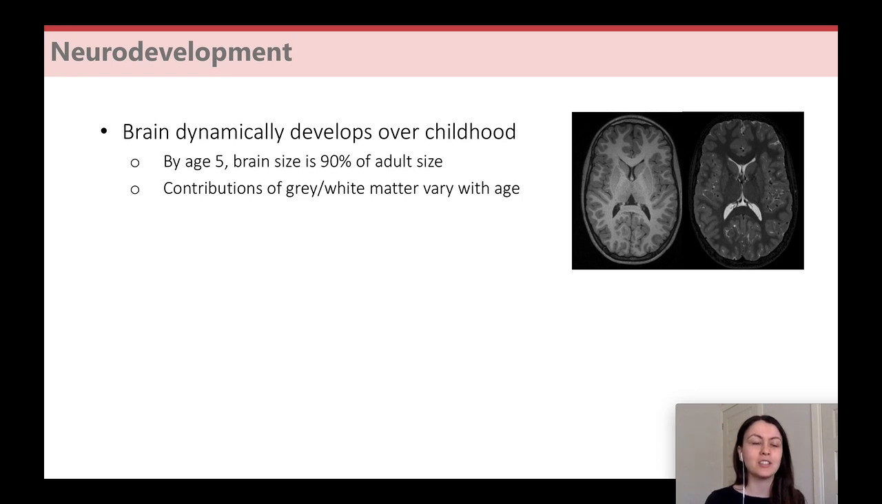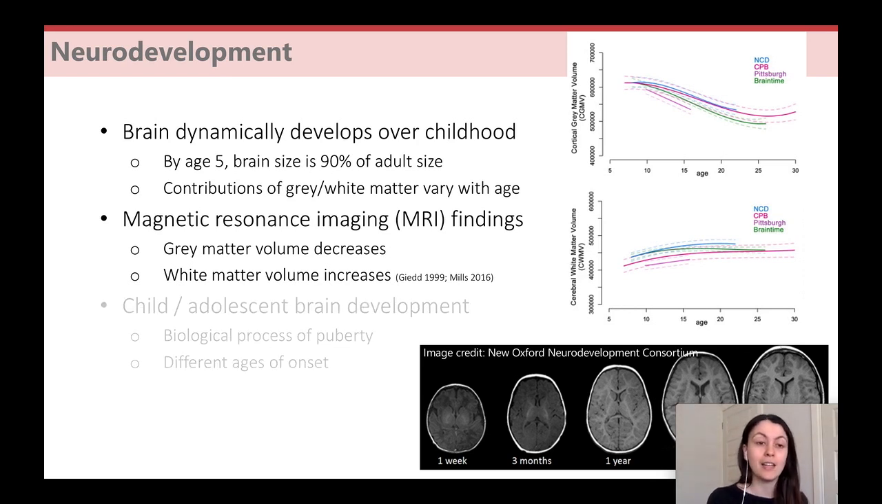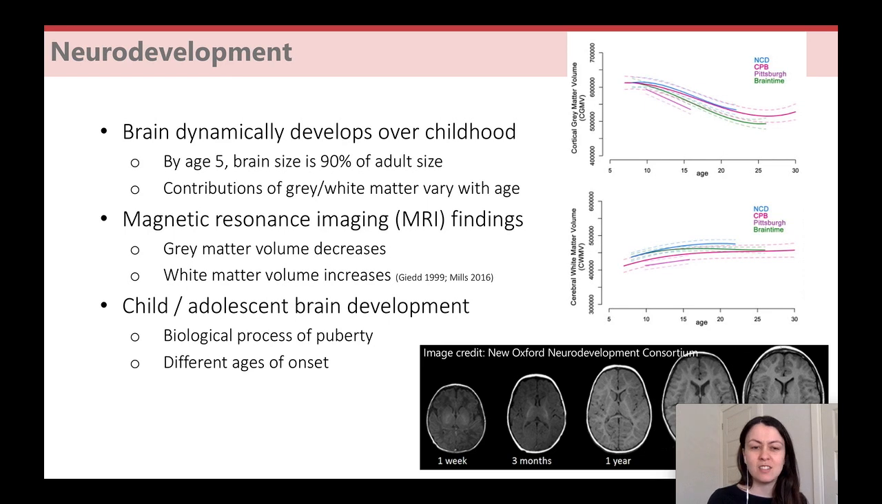we know that the brain dynamically develops over childhood, and by about age 5, the brain size is approximately 90% of its adult size, but the contributions of grey and white matter vary with age. MRI has taught us a lot about what happens with grey matter and white matter macrostructure with age. So we know grey matter volume decreases into adolescence and white matter volume increases into early adulthood. And this really interesting period occurs in childhood brain development where the biological process of puberty results in circulating hormones in the brain, and that can influence the way that microstructure develops, particularly given children have different ages of pubertal onset and hormonal changes.